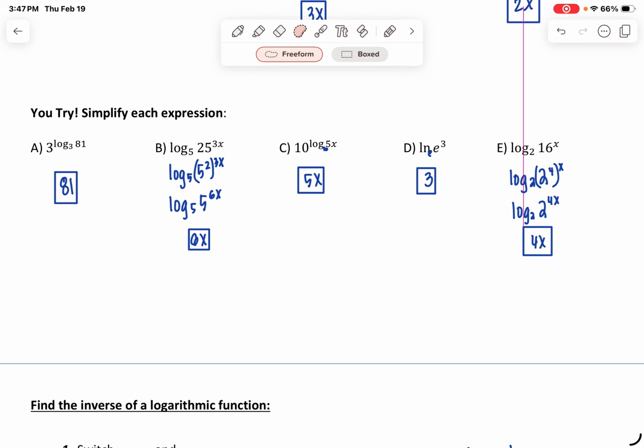Kind of moved a little bit because the base 10 that I wrote in and the base e that I wrote in are the bases.